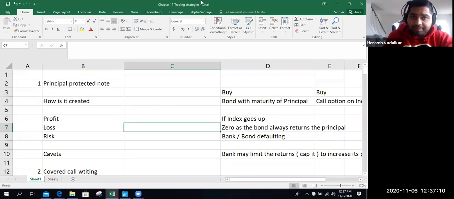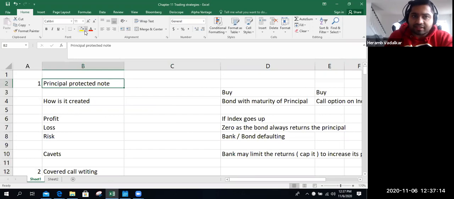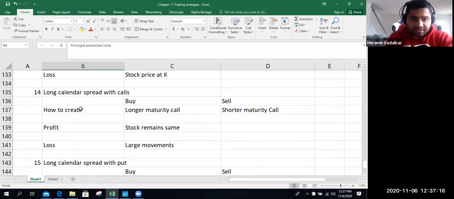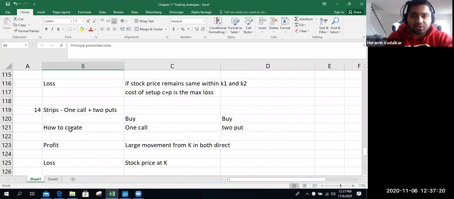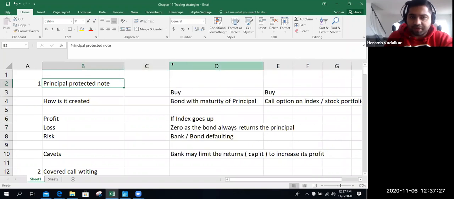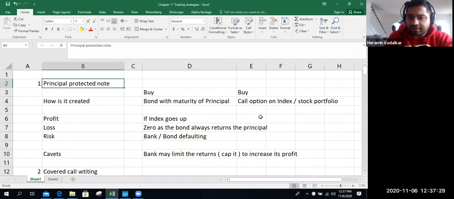So chapter 11 is about trading strategies. The first trading strategy that we are going to discuss, some 13 or 14, 15 trading strategies in total. I have made an Excel sheet which discusses them in brief, and then we are going to look at Tesla for examples. Okay. So the first trading strategy is principal protected note.